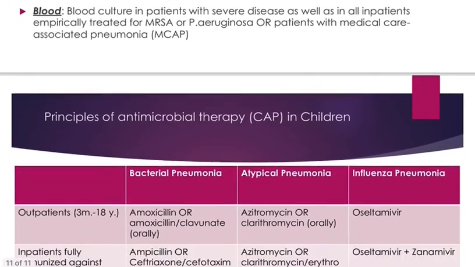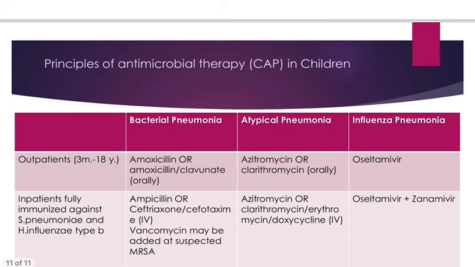Principles of antimicrobial therapy in children: we divide into bacterial pneumonia, atypical pneumonia, and influenza pneumonia. In case of outpatients, we will use amoxicillin, and in case of bacterial pneumonia or atypical pneumonia, we will use azithromycin or clarithromycin orally, or in case of influenza pneumonia, oseltamivir is also used.